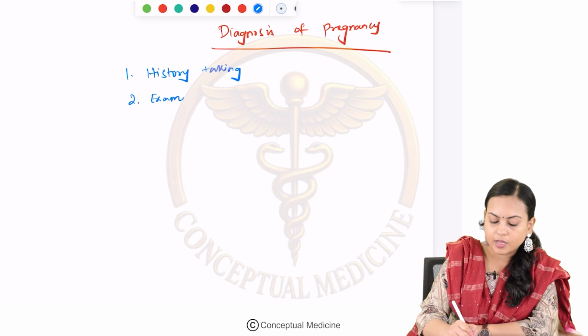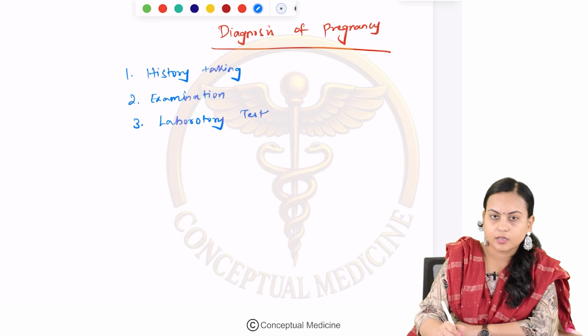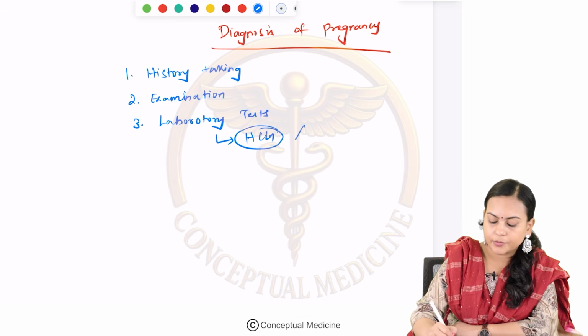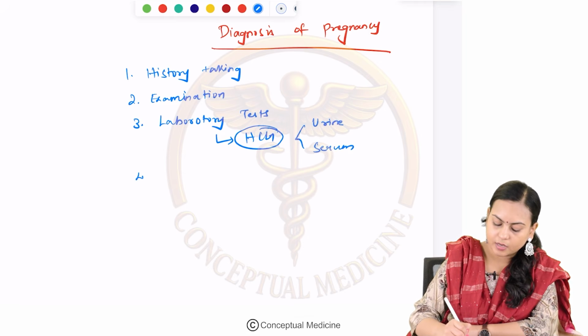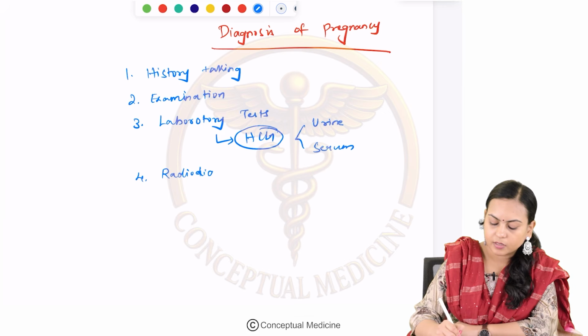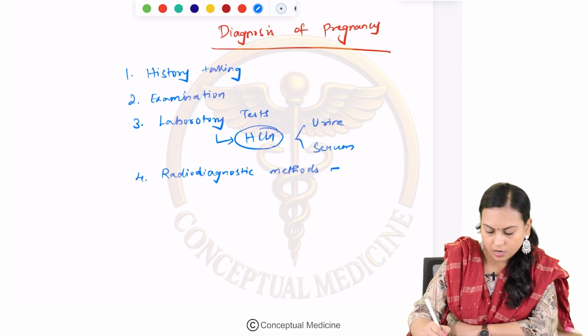or examination or performing laboratory tests including estimating HCG values in urine or serum and radiodiagnostic methods like ultrasonogram. Okay.